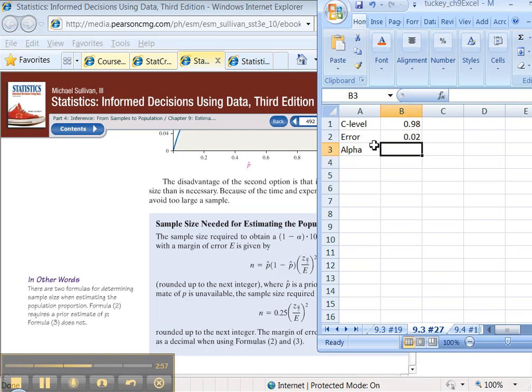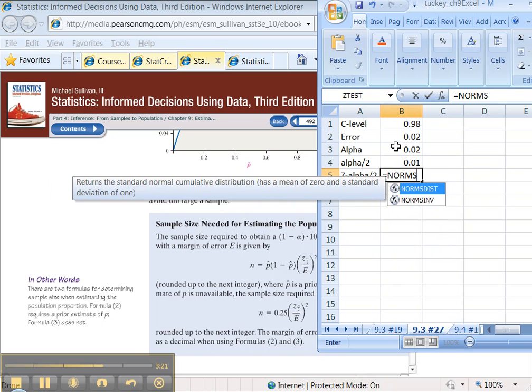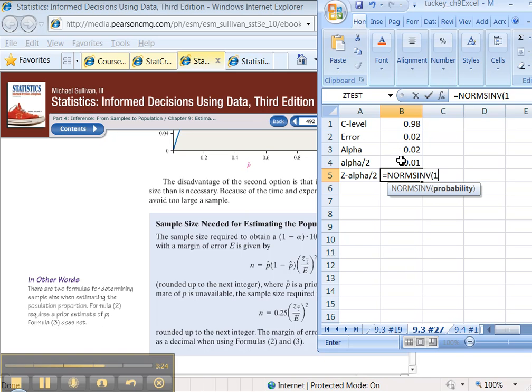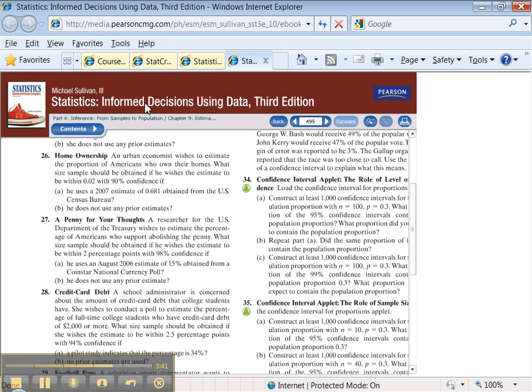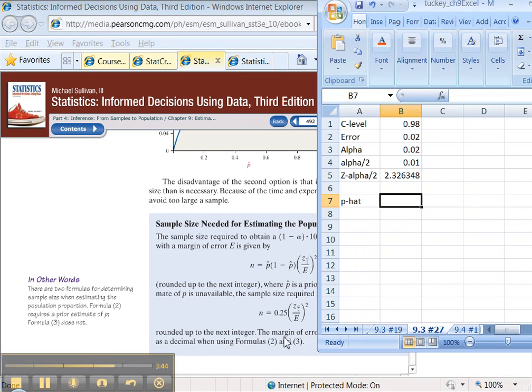So first let me find alpha, which is 1 minus that. Then let me find alpha over 2, which is that value divided in half. Then the critical value, that's going to be the Z alpha over 2. That's equal to inverse norm of 1 minus that guy, right? That way you get the positive value. Next, we need to know the prior estimate p hat. P hat they gave to us in the problem as 0.15, 15% from an old poll that they did. So let me go back here, it's 0.15.